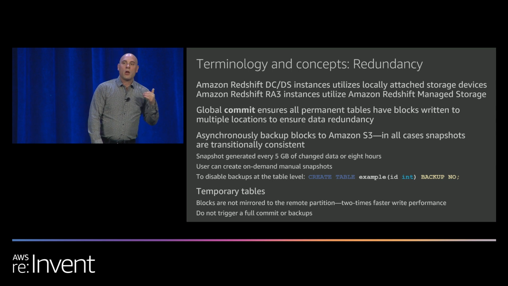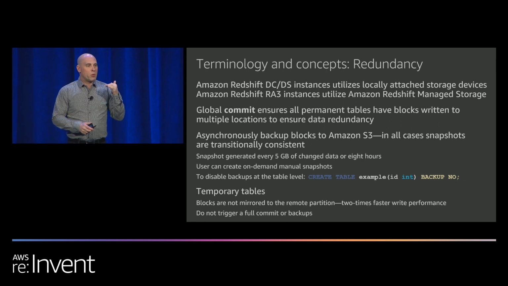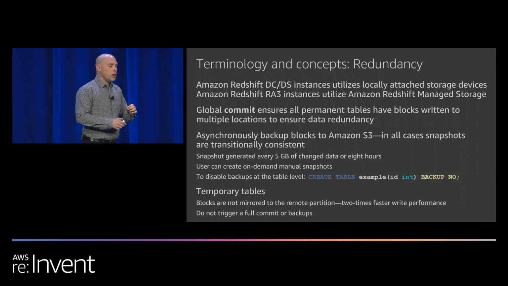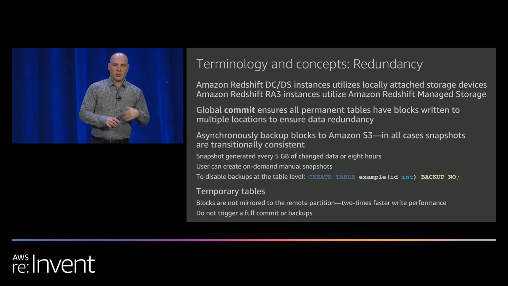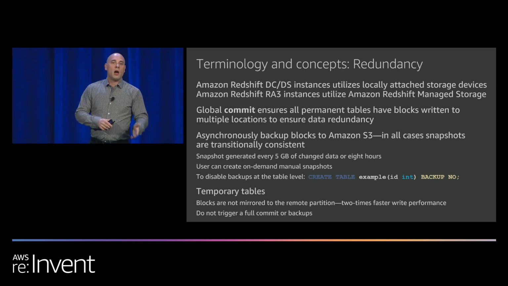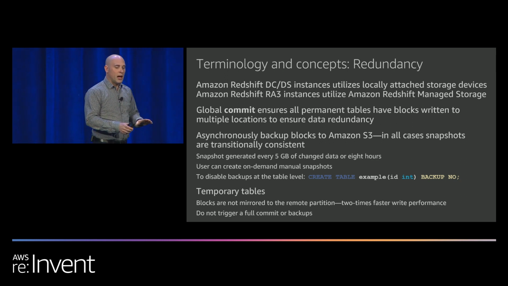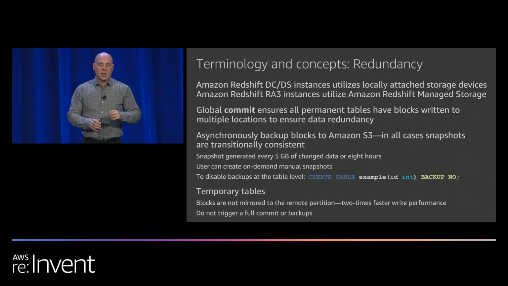So redundancy. Redshift has a two-phase commit, which I'll talk about on the next slide. But when a commit happens, the global commit in Redshift, all of the data is at least written to 2 places in the cluster. And we do this for redundancy reasons and safety. We also back all of the data up to S3 asynchronously. So that just happens automatically. Today it's every 5 gigs of data or 8 hours, whichever happens first.